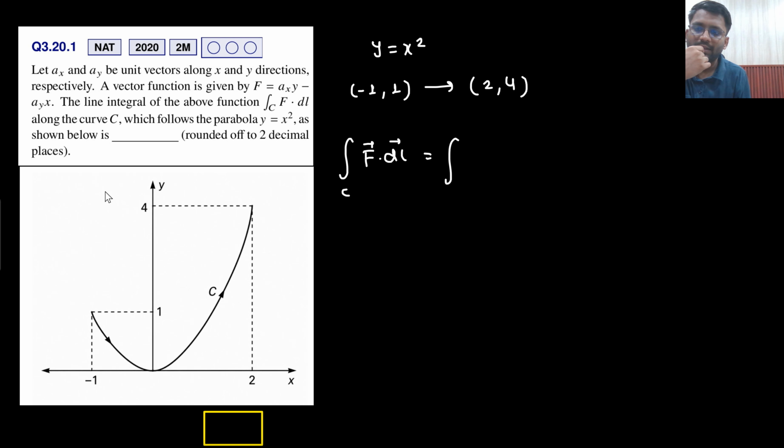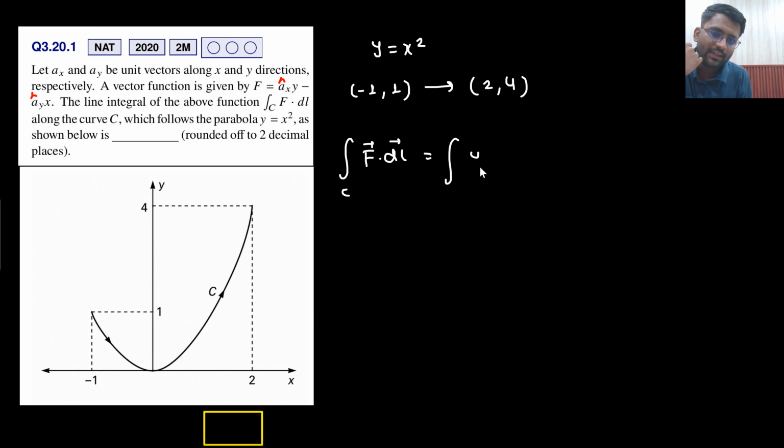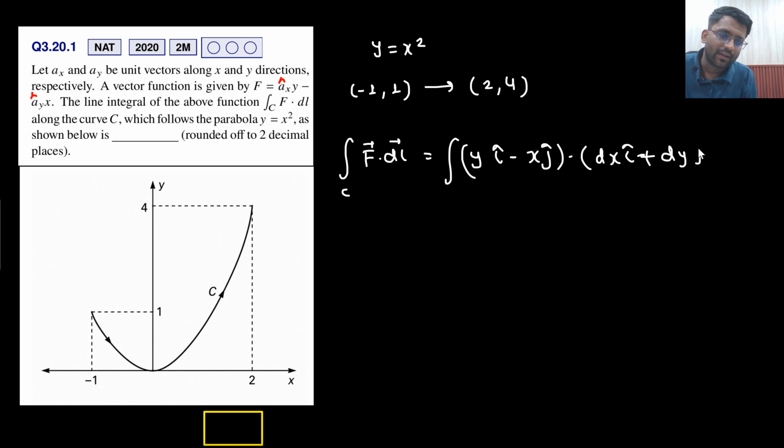This is a x cap, okay? This is a y cap. I hope you will be able to understand. So what is your vector field? Vector field is y i cap minus x j cap. Dot dl, dl will be dx i cap plus dy j cap. This is your vector field, right?